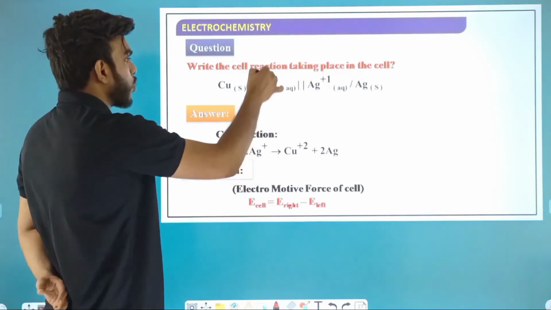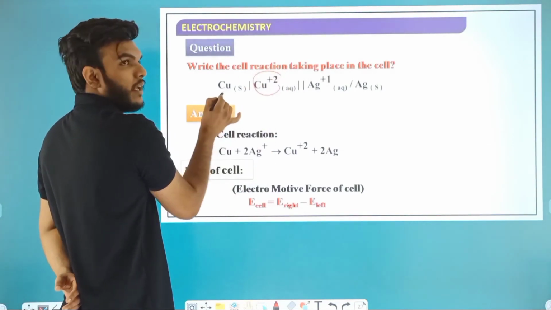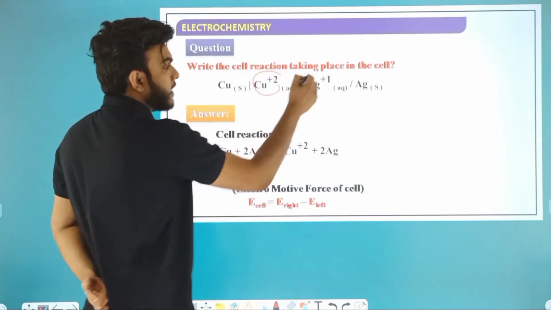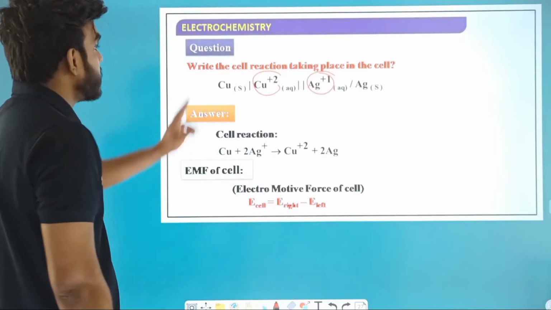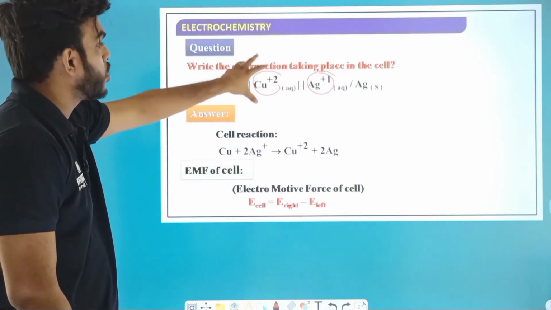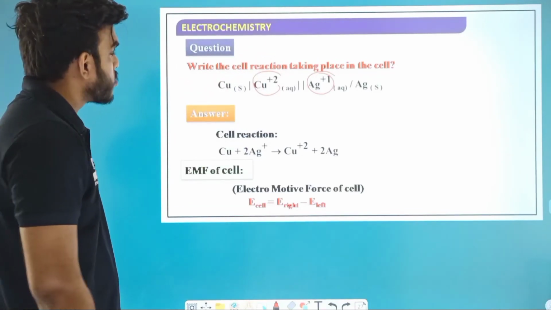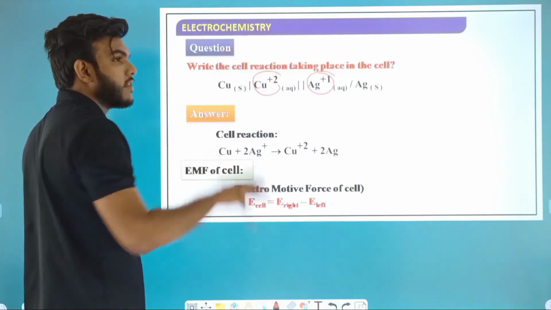So here this is an electrolyte. We know this is a metal only. There is no charge. This is an electrolyte, this is also an electrolyte, and this is Ag. So if you are given the cell representation, you have to write the cell reaction. Here you are given copper and silver.